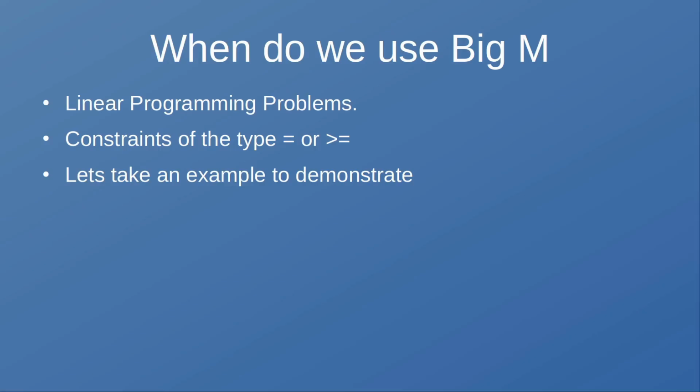When do we use the Big M method? Well, we use it in linear programming problems, as said earlier. In linear programming problems, if the constraints are of the type equal to or greater than or equal to, then we have to resort to this method to solve the problem. It's a slight modification of the simplex method. We'll look into how the modification has been done. And let's take an example to demonstrate this.